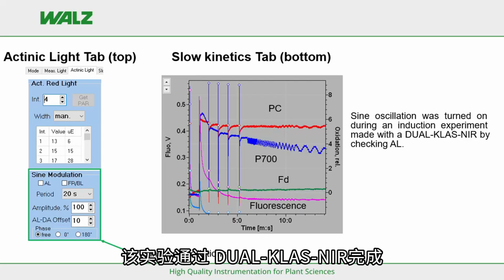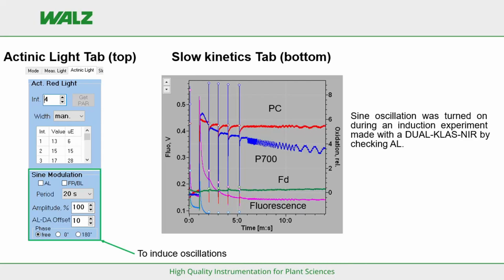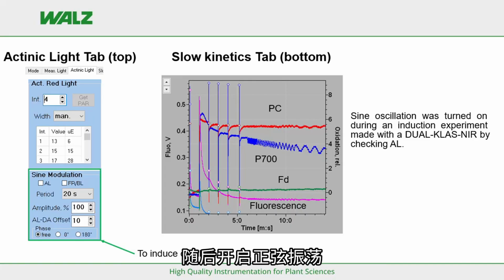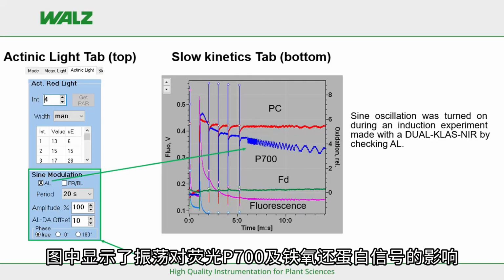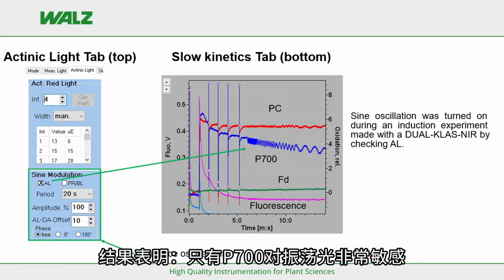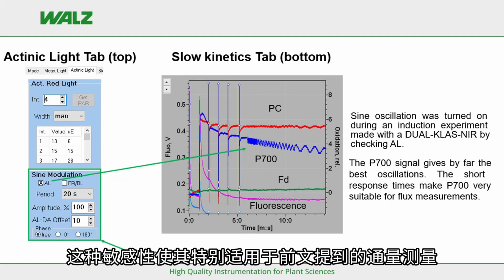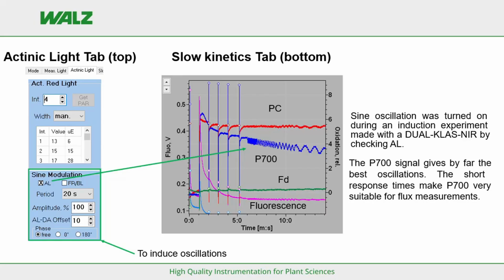The experiment was recorded with a dual class NIR. Photosynthesis was induced for approximately 6 minutes, and then the cine oscillation was turned on. The figure shows the effect of the oscillations on the fluorescence plus the cyanin, P700 and ferredoxin signals. As the figure shows, only P700 is very sensitive to the oscillatory light. It is this sensitivity which makes P700 very suitable for the flux measurements mentioned earlier.